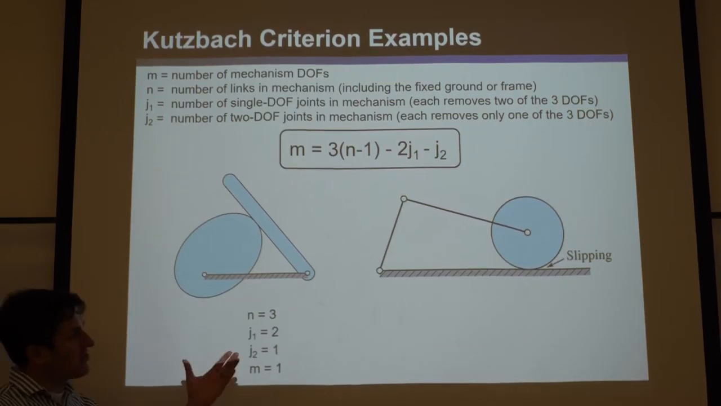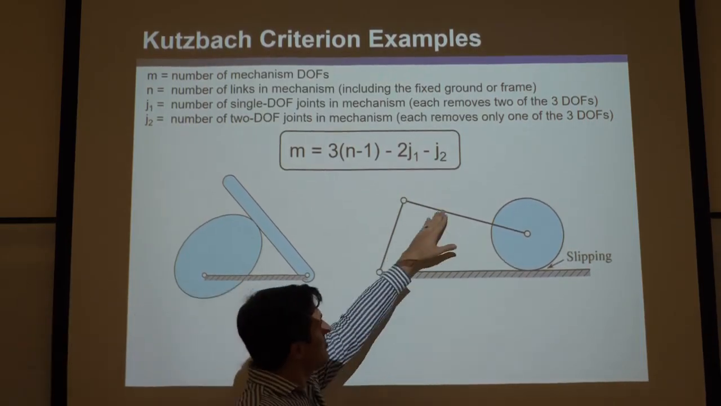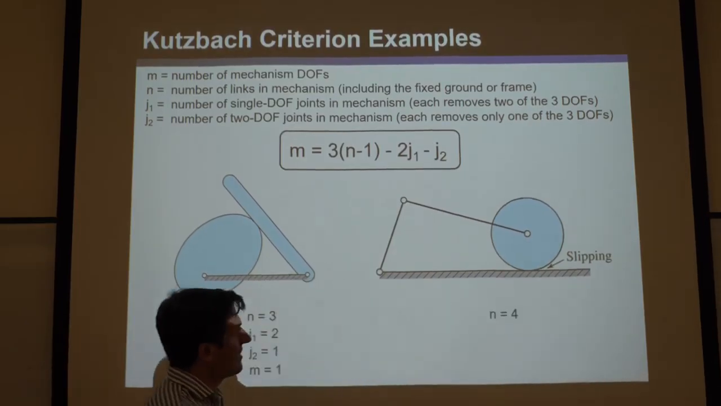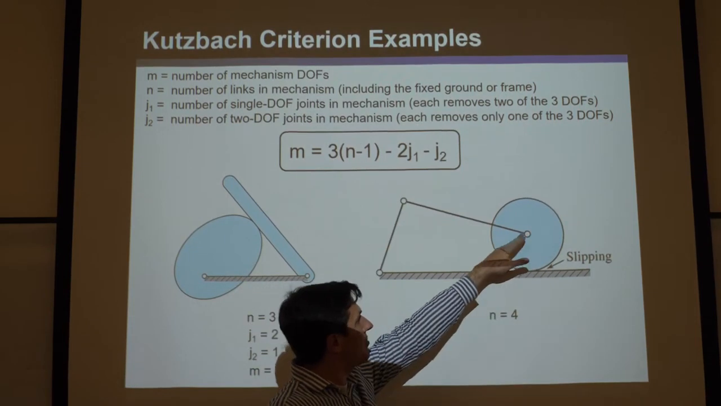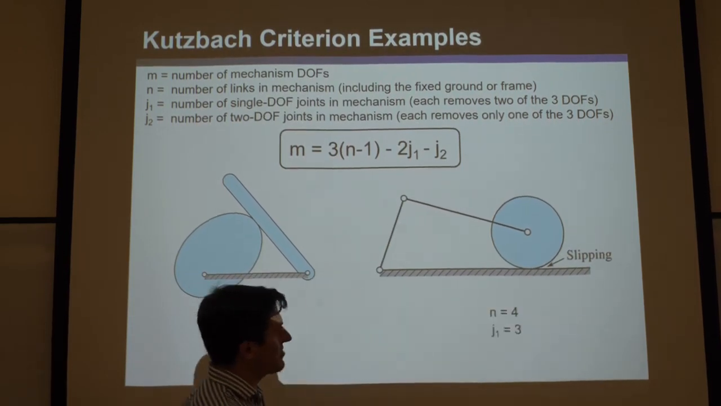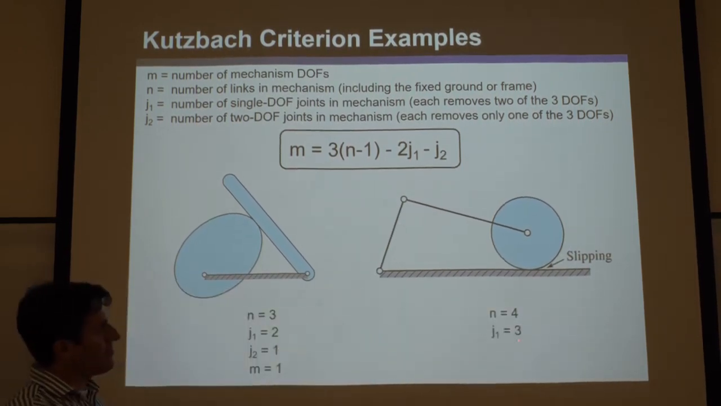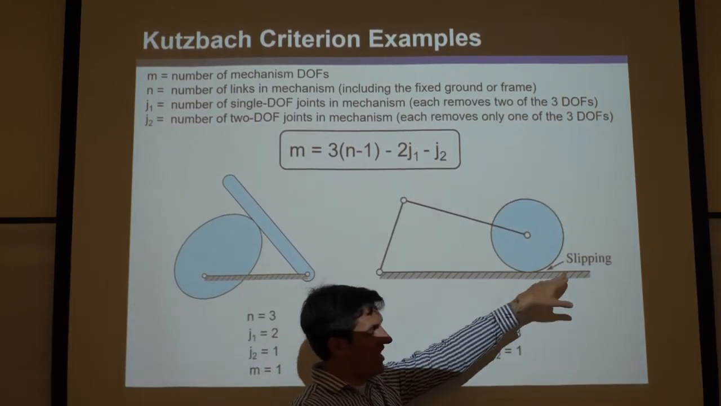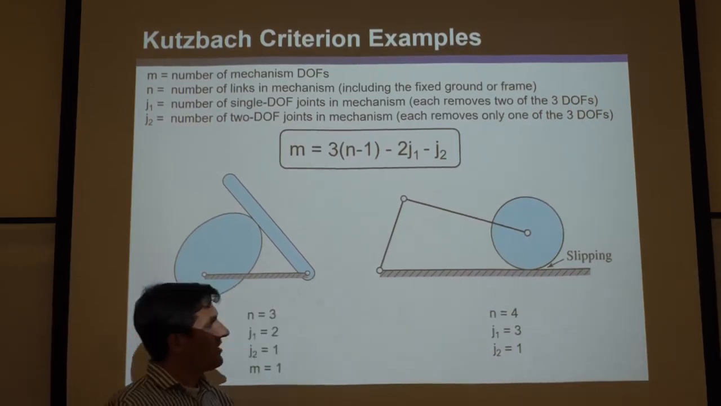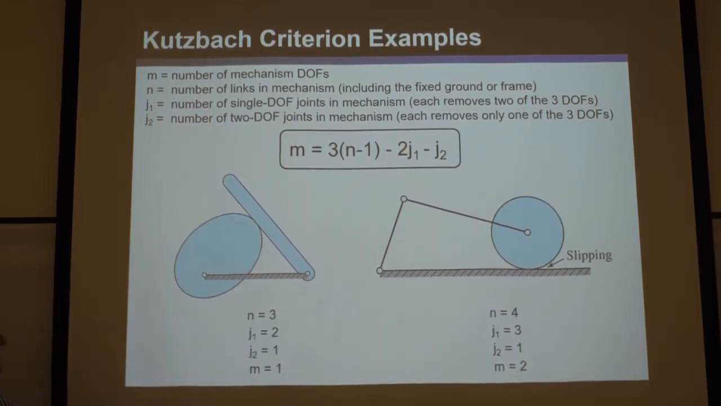All right, so let's do Kutzbach. How many links are there? Well, there's 1, 2, 3, 4. How many J1 joints are there? Well, there's 1, 2, 3. This one has 2 degrees of freedom, so you don't count it. So there's 3 revolute joints there, 3 J1s. How many J2s are there? Well, I already said this has 2 degrees of freedom. It's rolling and slipping, so it's 1. Do the mobility of that, and it's M2. So it apparently has 2 degrees of freedom.